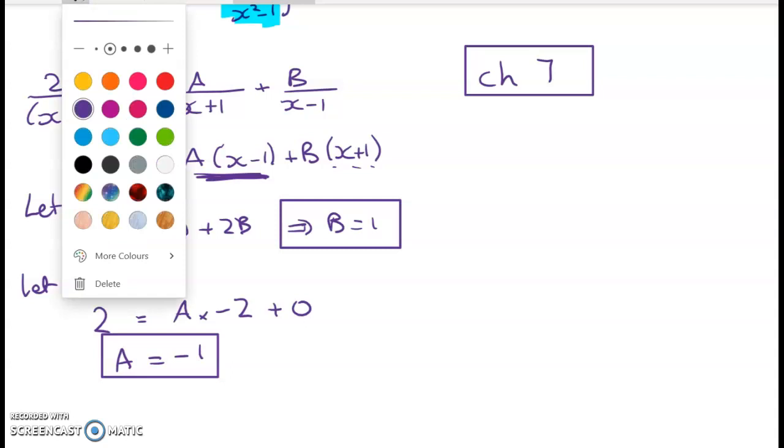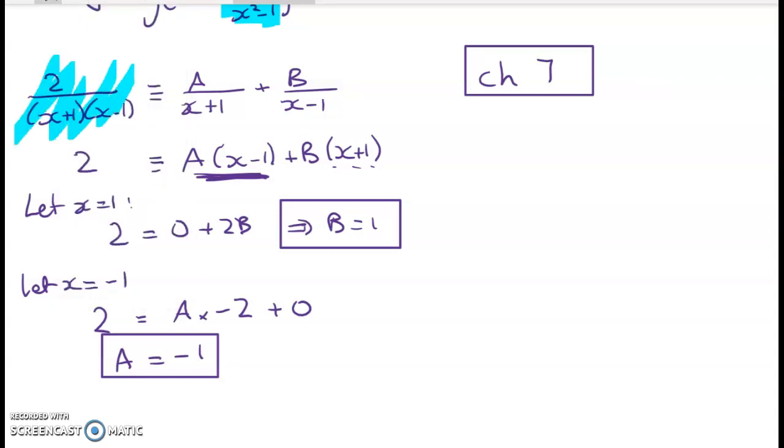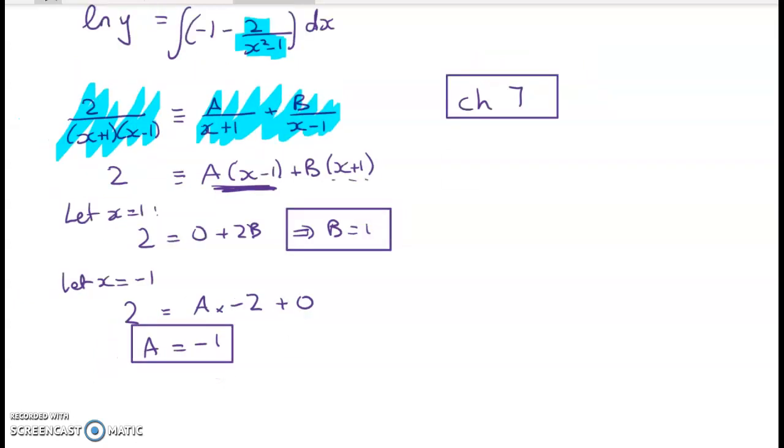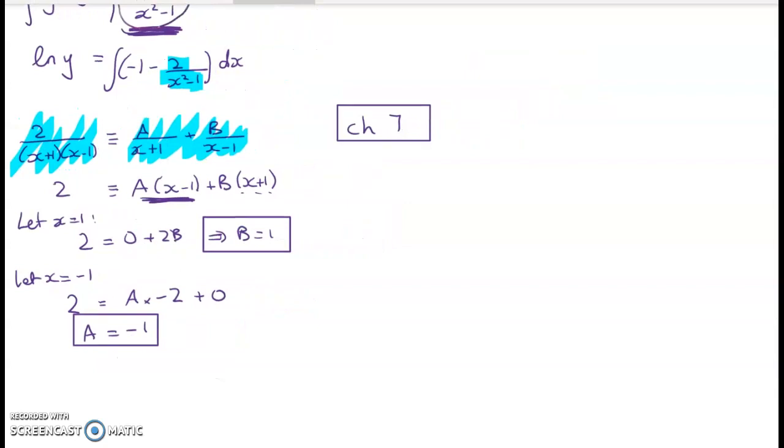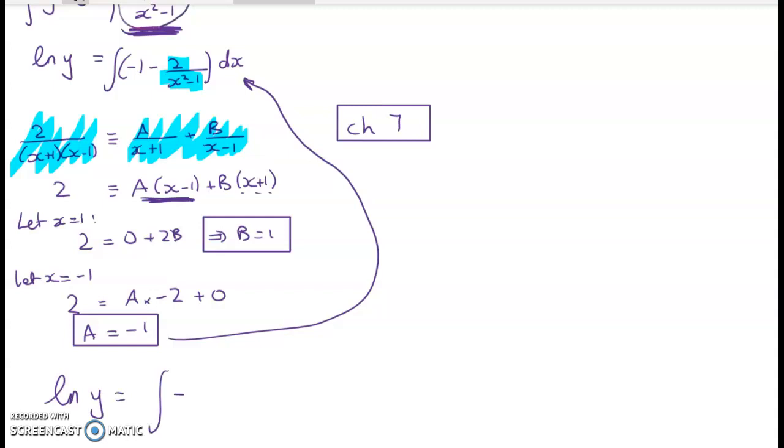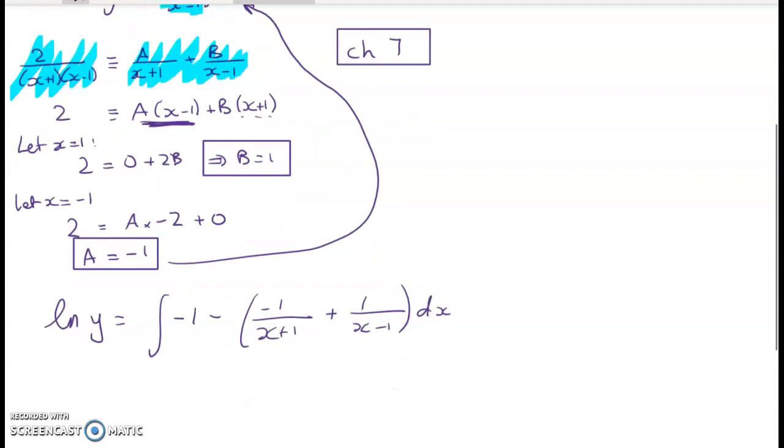We can rewrite this thing here, split into these two, and then we can integrate. I'm going to put that into my integral. So all of this is going to come back in here now. We've got the natural log of y is equal to the integral of negative 1 minus, so 2 over x squared minus 1 is equal to negative 1 over x plus 1 plus 1 over x minus 1, dx.